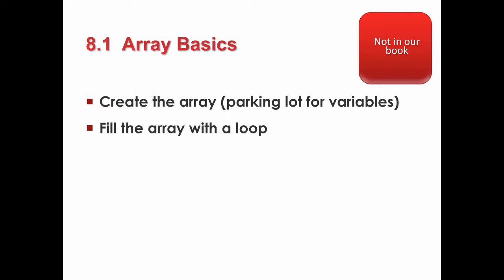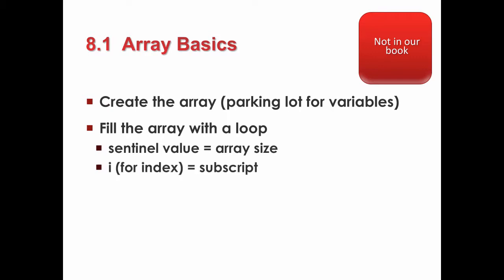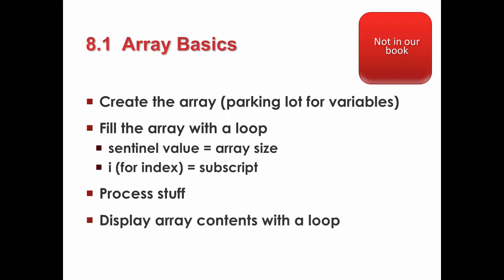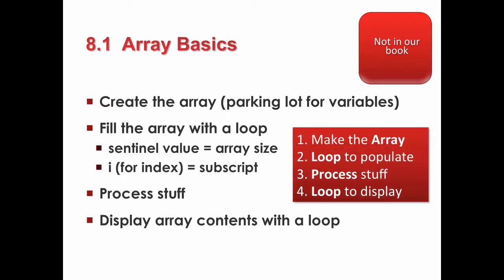All right, so the idea here is that we're going to take the subscript, which is a number, and use that as the index of our loop, and it's just going to walk right on down that entire array. So the sentinel value means the array size, and i for index is going to be equal to the subscript. Next thing you're going to do is process whatever is in the array. The last thing we're going to do is display the array contents with a loop. We're going to walk right on down, starting with 0 and going to 9 in our illustration, or you can go from 9 to 0 depending on how you want it displayed. So there's our 4-part stepwise outline.